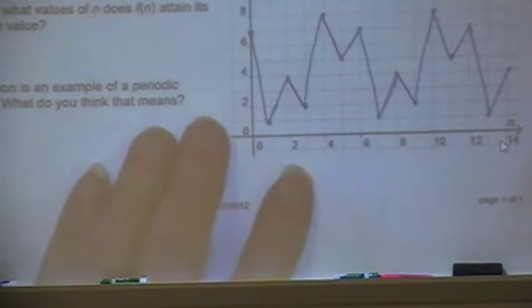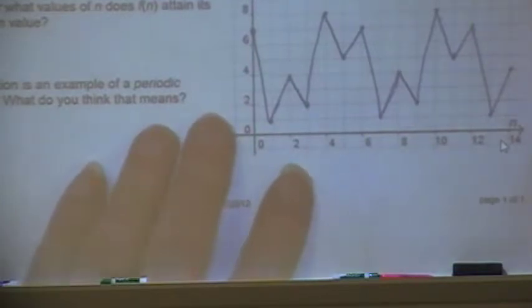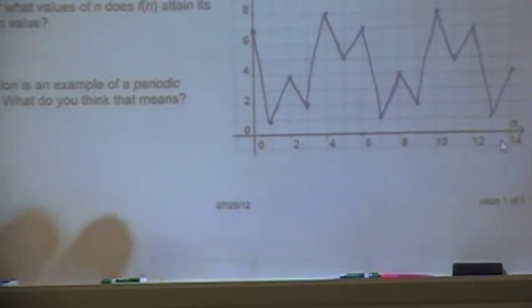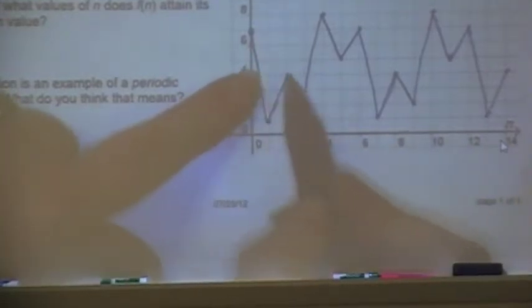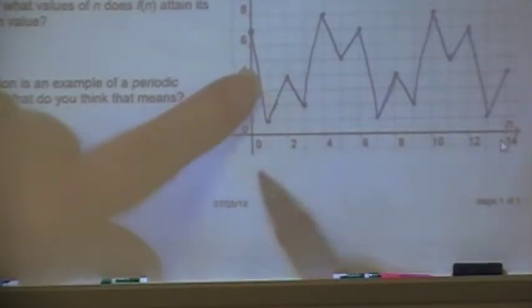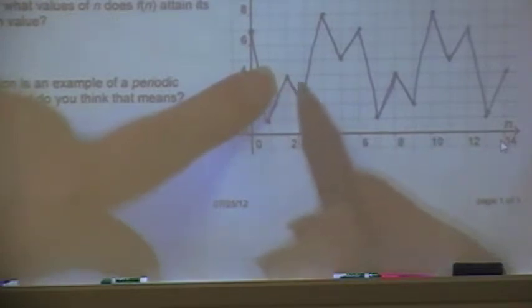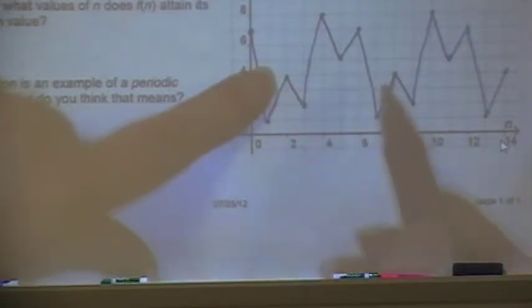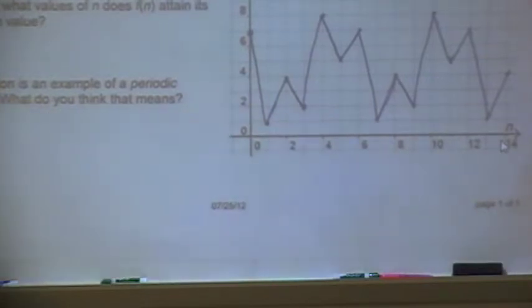If I had more graph, where would the next one be? 16. So now they didn't ask this, but where are the valleys? Where are the lowest peaks? 1, 7, 13. If there was another one, where would it be? 19. And this particular critical value is at 2, and then again at 8, and where would the next one be? 14.